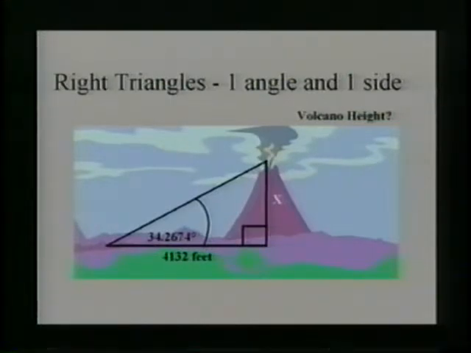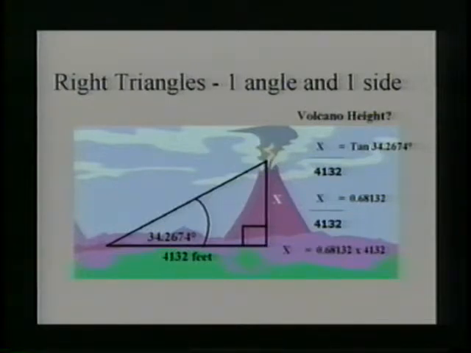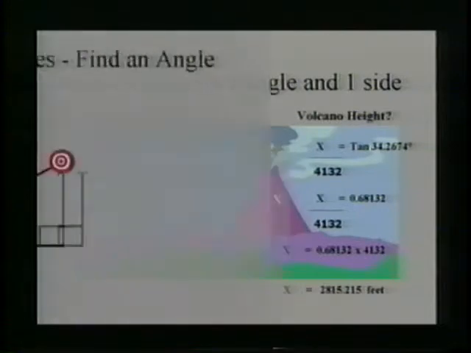I recognized x being the opposite leg and the 4132 being the adjacent leg, and I recognized that the tangent is appropriate here. So x over 4132 was the tangent of this angle. This is nothing new. And I took the tangent using my calculator, got 0.68132. Now I'm going to multiply both sides by 4132 to solve for x, and I'm going to get an answer. So apparently we can get any of the sides given one angle and one side. Okay, this is all old news, right?